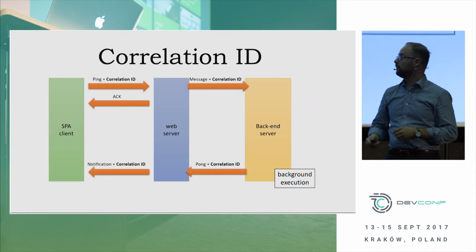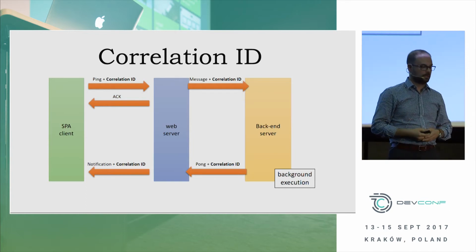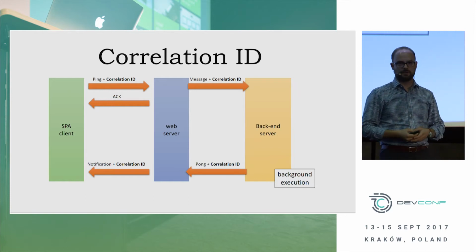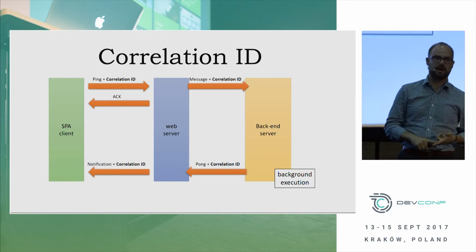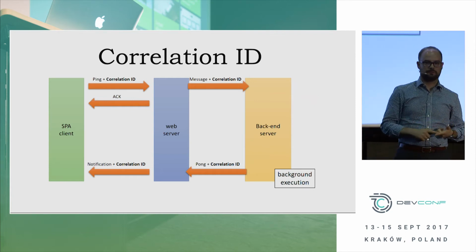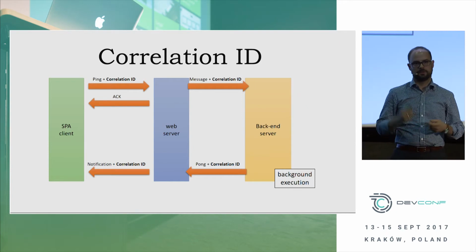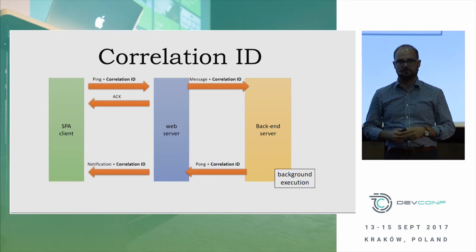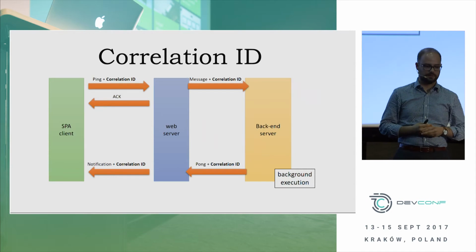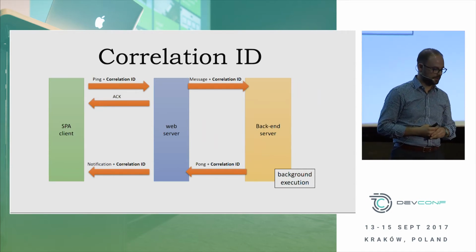And we do that by appending something called a correlation ID to each and every message sent from the browser to the server, but also from the front-end server to the back-end server and all the way back. So we need some identifier that will allow us to distinguish all the different sessions here.